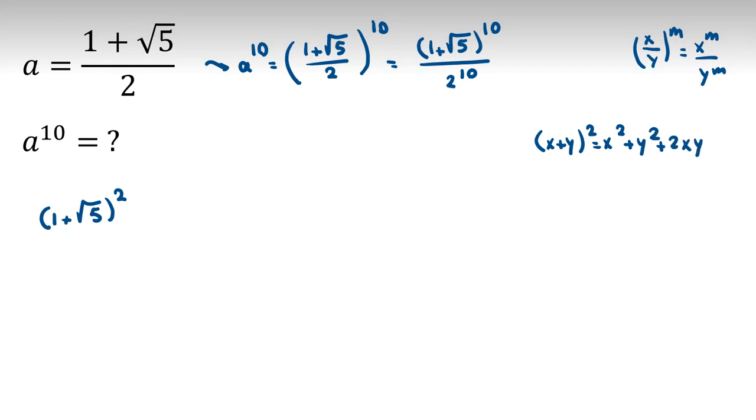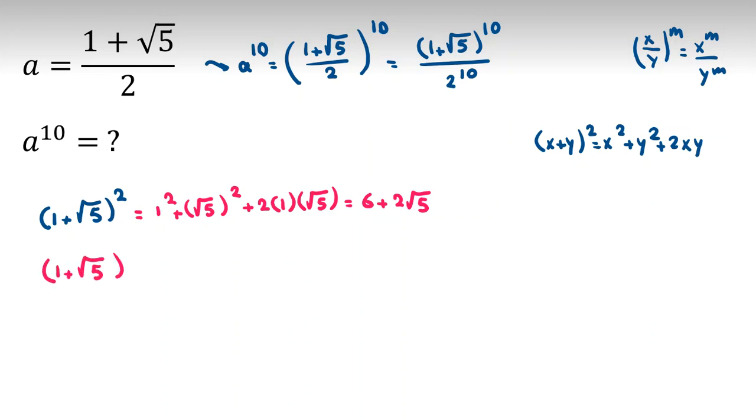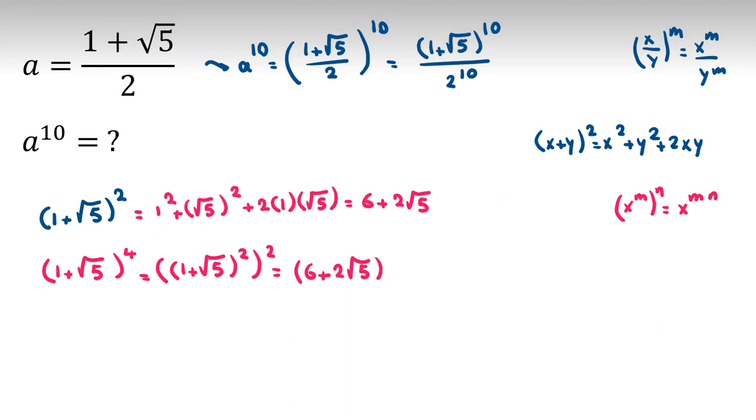If I apply it here, it will be 1 squared plus root 5 squared plus 2 times 1 times root 5. That is 1 plus 5, 6, so 6 plus 2 root 5. Now in the next step, I want (1 plus root 5) to the power of 4. Let me tell you something: (x to the power of m) to the power of n equals x to the power of mn. So it equals ((1 plus root 5) squared) squared, and (1 plus root 5) squared from the previous line is 6 plus 2 root 5, squared.